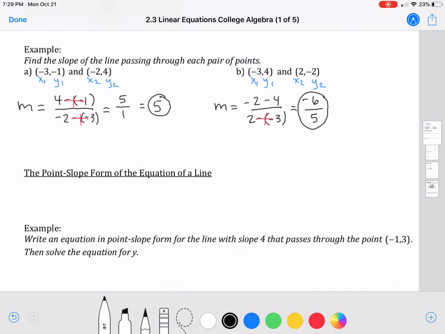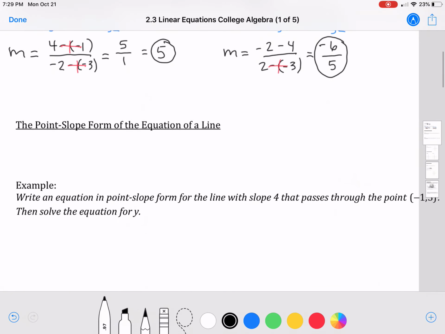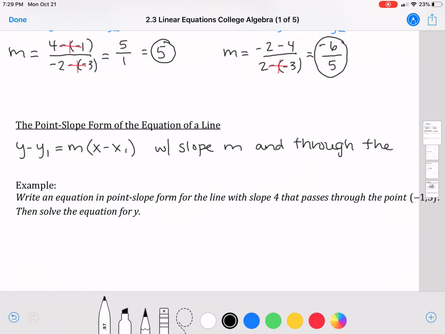Okay, our next form of a line is going to be point-slope form. Remember, this is our form y minus y1 equals m times the quantity x minus x1, with slope m and through the point x1, y1. Okay, remember we're going to leave y and x the way they are.